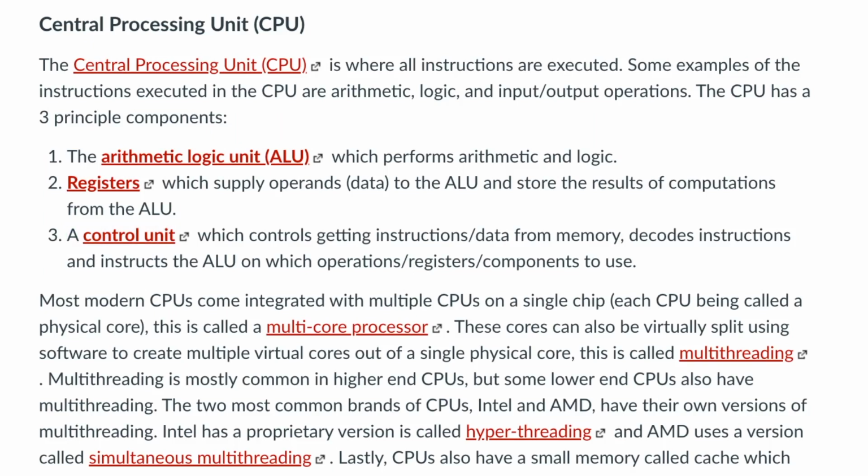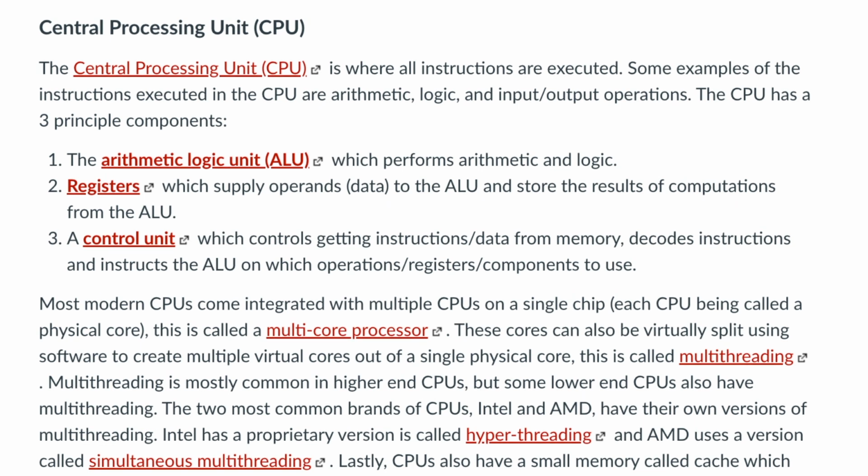And lastly, we have the control unit. The control unit is simply going to control which instructions and data are going to be pulled in from memory. It's going to decode instructions and instruct the ALU on which operations to perform, which components to use, and which registers to use. So it's just going to control the ALU and the registers and all the data coming into the registers. So these three components come together to make up a single physical core of a CPU.